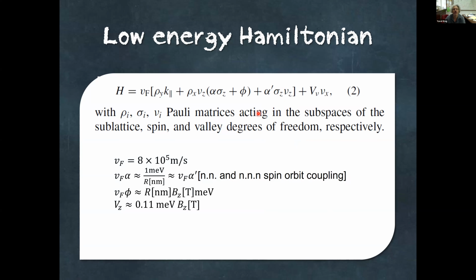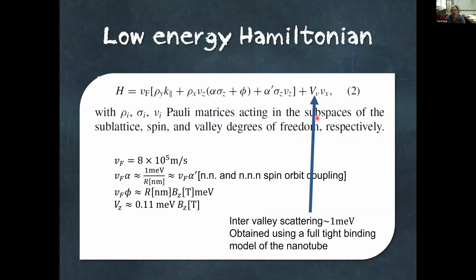These are just numerical simulations of this idea. This is the continuum model that we write. There will be a term which describes the coupling between the valleys, a term which will describe the spin, and a term which has the sublattice, and nu is the valley degree of freedom. And these are the estimates for the different parameters in the system. There are two types of spin-orbit coupling, for nearest neighbor and next nearest neighbor, but they are of the same order, 1 milli-electron volt divided by the radius of the nanotube in nanometers.